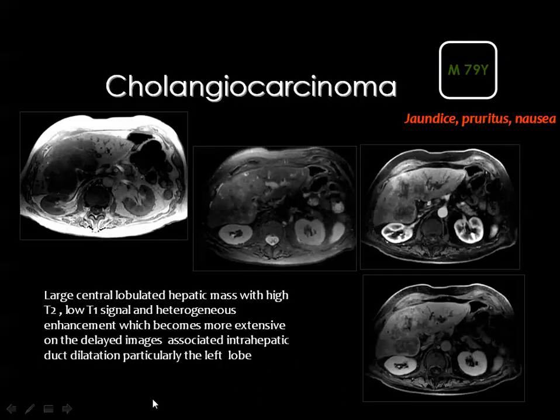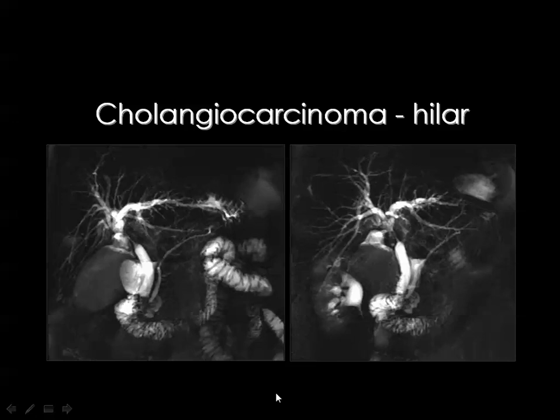And this is cholangiocarcinoma by MRI, T1 weighted image and T2 weighted image, and the arterial phase and portal phase. The dilated biliary radicals are seen around the lesion, and you see the lesion which is heterogeneously enhanced. Of course, you may appreciate the lesion in the CT scan better than in MRI.